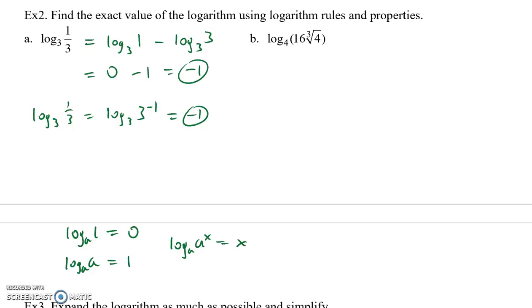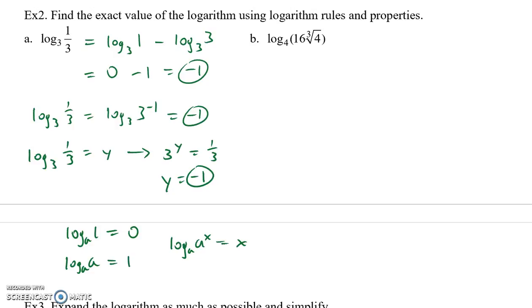A third way would be log base 3 of 1/3. Let's call that y. Convert that to exponential form. 3 to the y equals 1/3. Then solve for y. y is the exponent 3 should be raised to give us 1/3. That exponent would have to be negative 1.